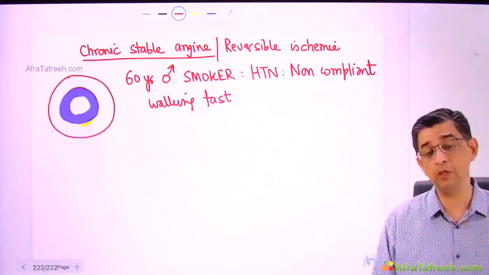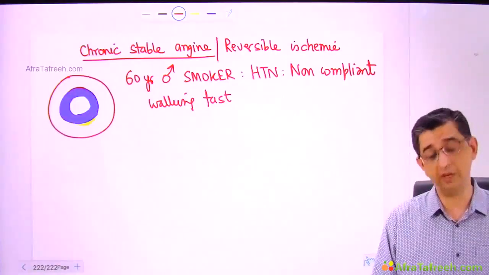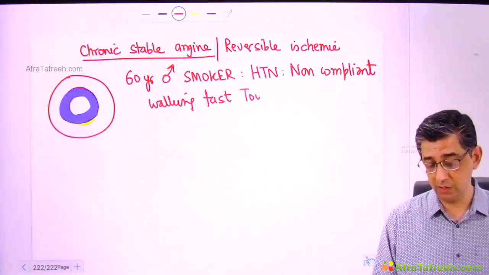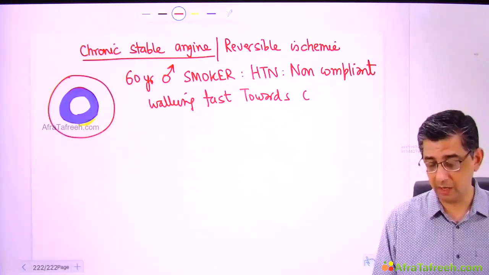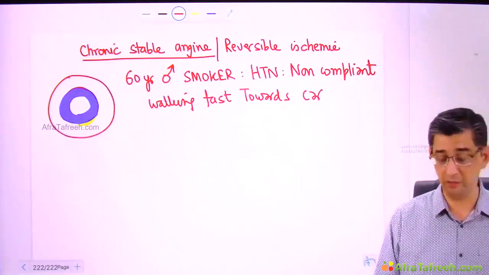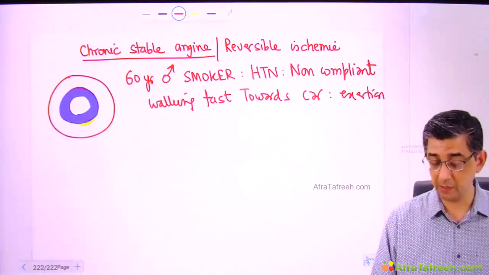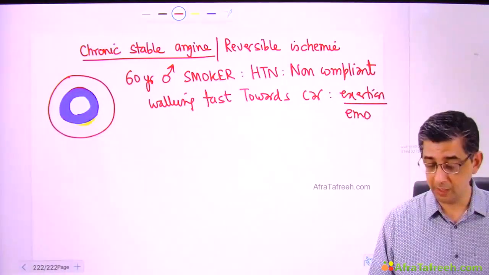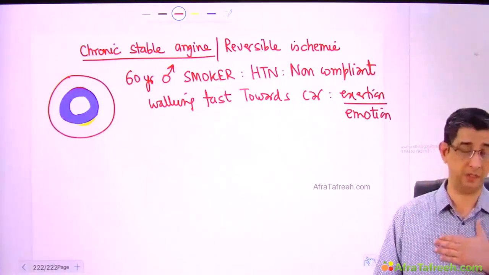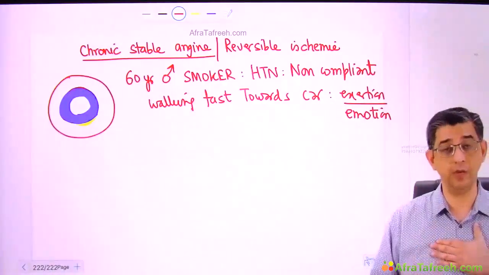So on the combination of exercise and emotion, I repeat the fact once again, walking fast towards his car in the parking lot, and while at the same time talking on the cell phone, the combination of exertion and emotion will trigger chest pain. In fact, the chest pain will be so bad that this gentleman might actually clutch his chest and might sit down on the floor of the parking lot.